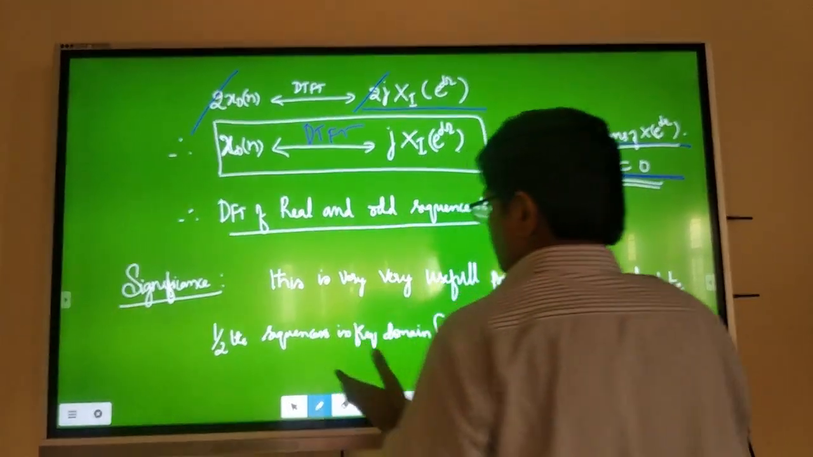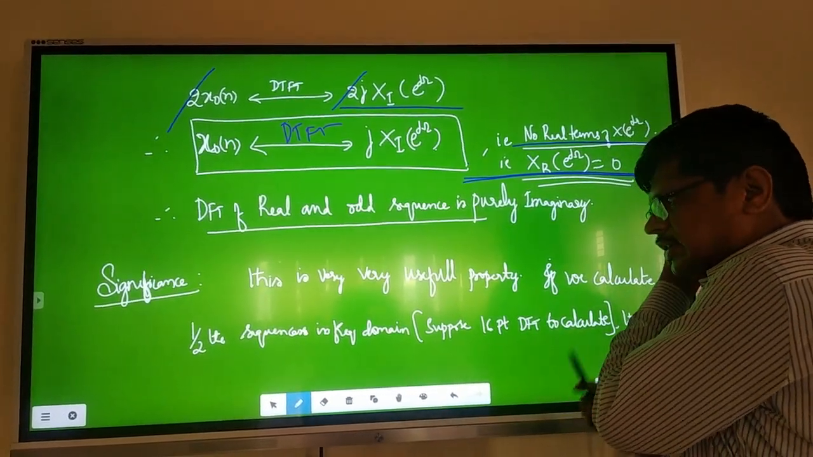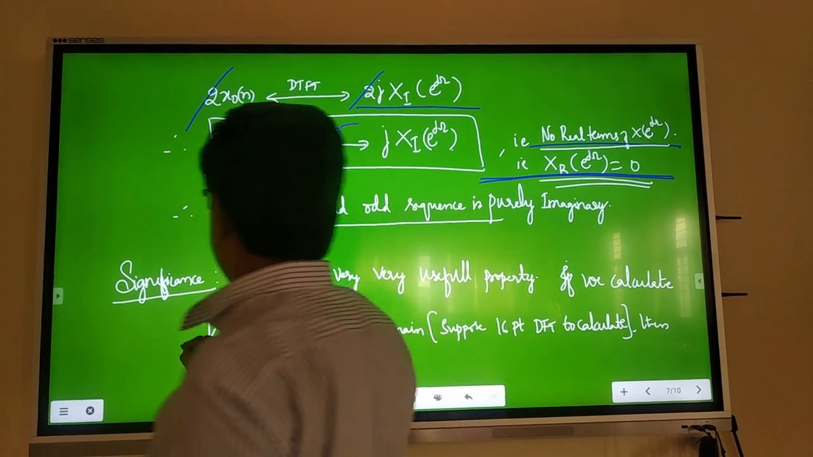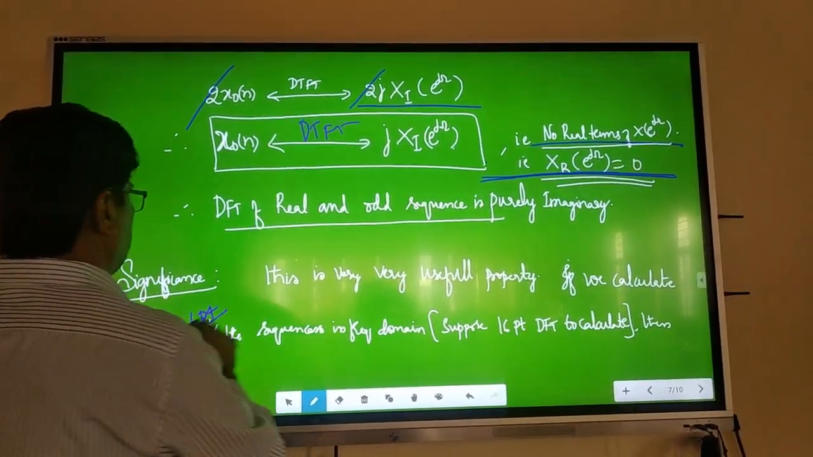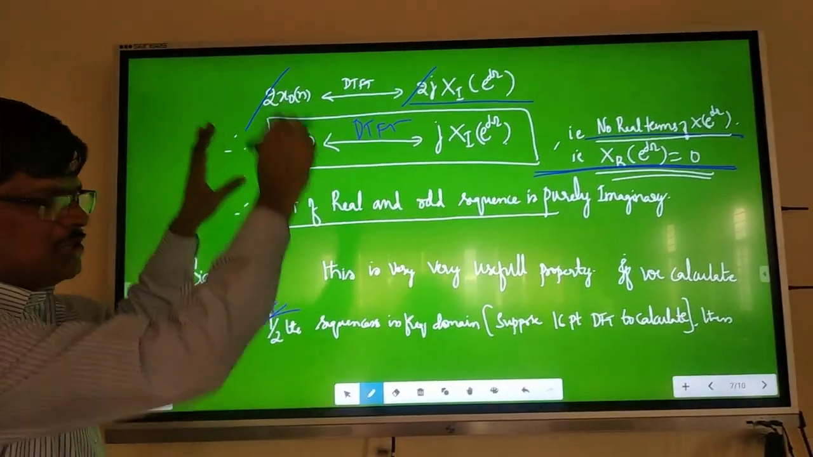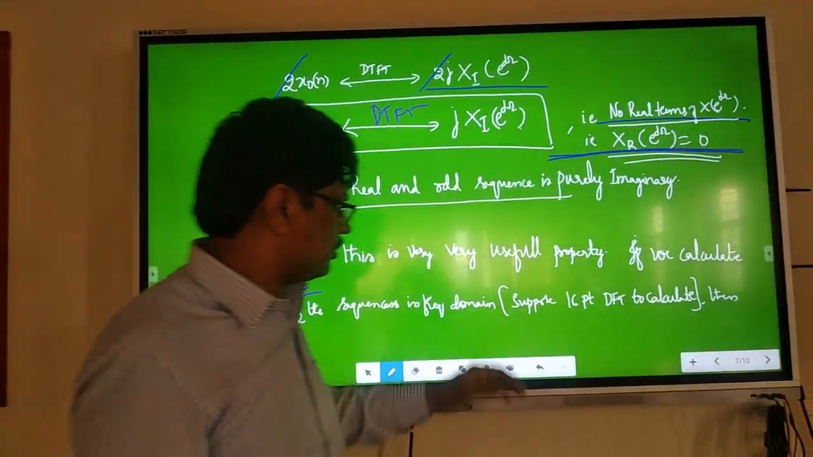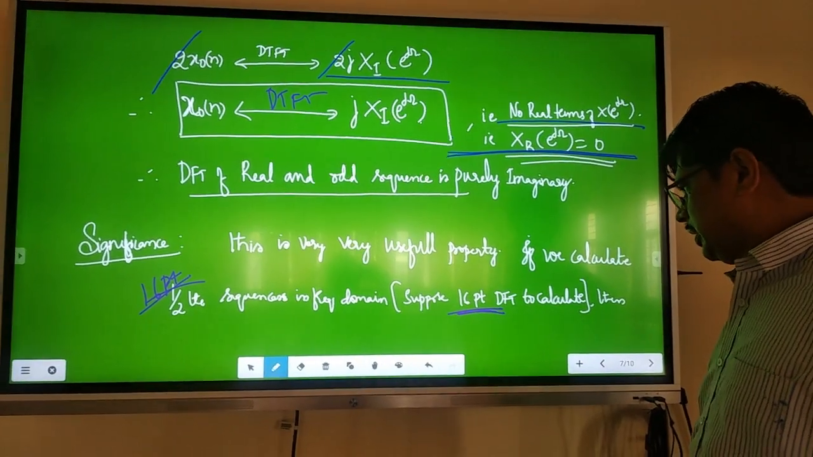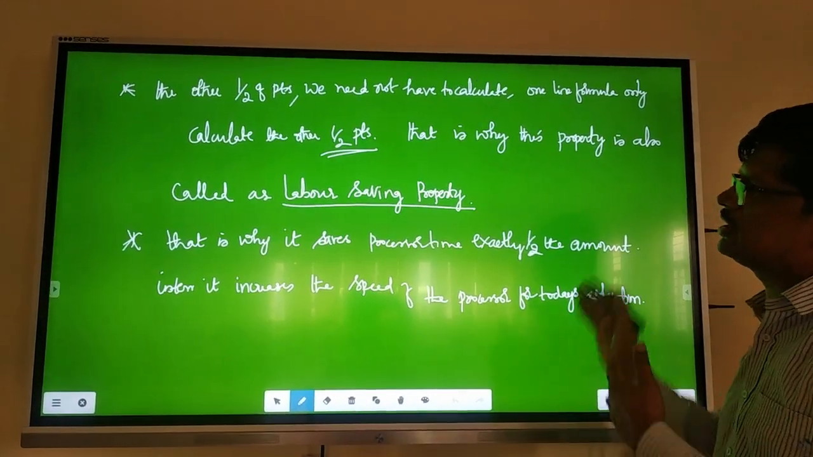Useful property. Why? Because if you want to calculate half the sequences in the frequency domain, for example, a 16-point DFT. Let me take an example: 16-point DFT samples we want to calculate in the frequency domain. Suppose I want to calculate a 16-point DFT. Then what will you do?